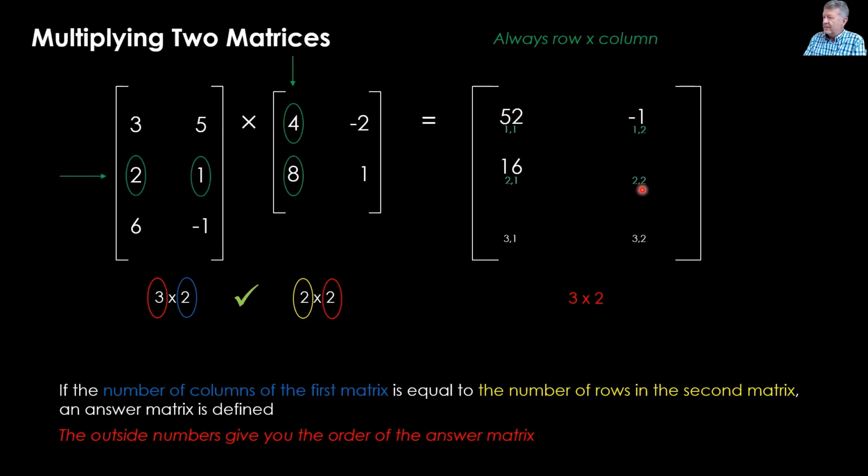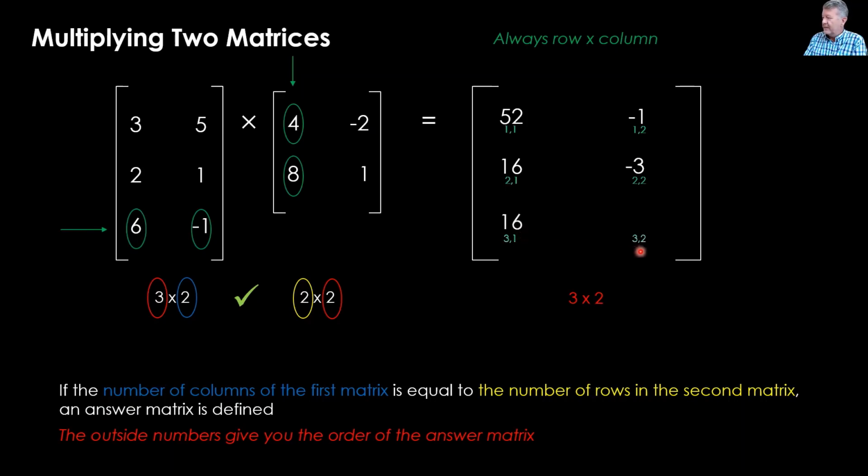Row 2, column 2, let's bring this across. First times the first, 2 times negative 2, and second times the second, 1 times 1 is 1, of course. So that's negative 4 plus 1 is negative 3. Two to go. Where are we moving to? 3, 1. So row 3, column 1. There we go. You can see easily now. 6 times the 4 and plus negative 1 times 8. So that's 24 minus 8 is 16.